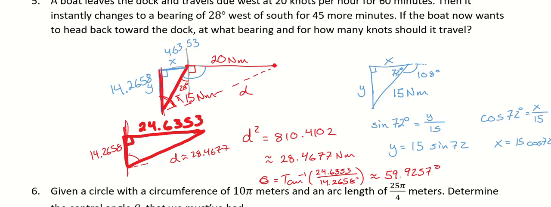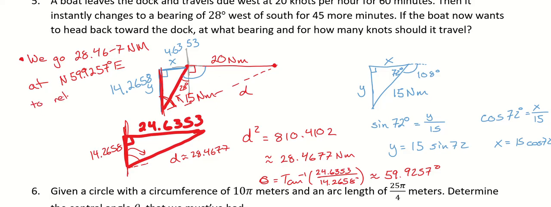So the cool thing is that because the way we've drawn this is already going north, or if you'd rather look here, it's already running north to south, and I just fall to the east, and we found that angle. So here's the caveman version of this. We go 28.4677 nautical miles at north. We start at north and we turn 59.9257 degrees to the east because we fell to the right to return to the dock.